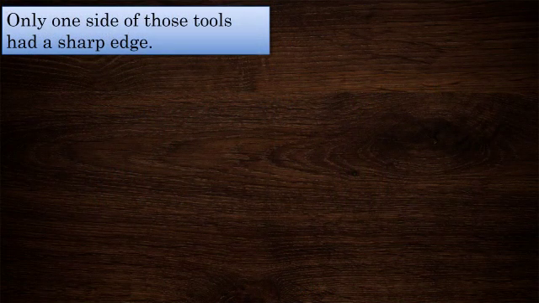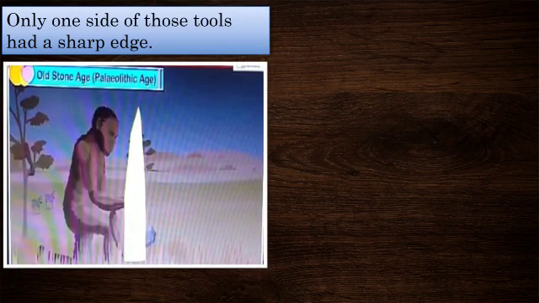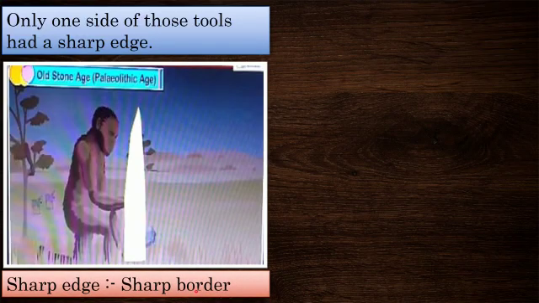Only one side of those tools had a sharp edge. As you can see in this picture, children, only one side of this tool has a sharp edge. Sharp edge means sharp border. Now children, these meanings you can note down in your textbook, which will make it easier next time to read the lesson and get the idea of these words.